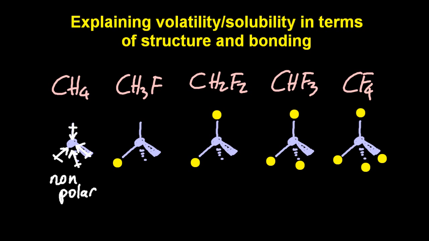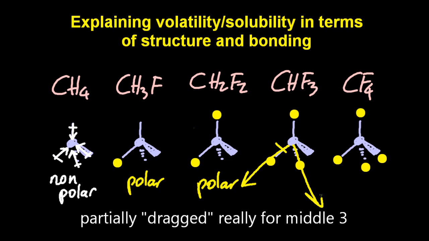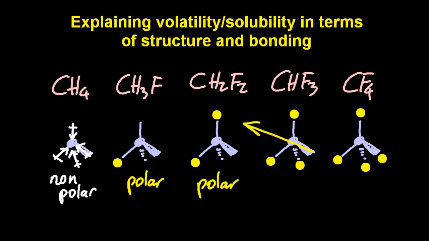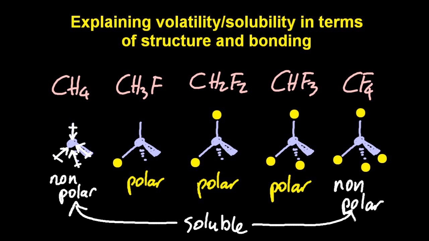But fluorine loves electrons. It's going to drag the electrons to one side of the molecule. One fluorine, two fluorines, that's going to produce a polar molecule. Three fluorines, again, the electrons are going to be dragged to one side. Overall, there's the moment of the dipole, but tetrafluoromethane, that's non-polar. All the dipoles cancel out. So the two chemicals at the end will dissolve in each other, and the three in the middle will dissolve in each other.